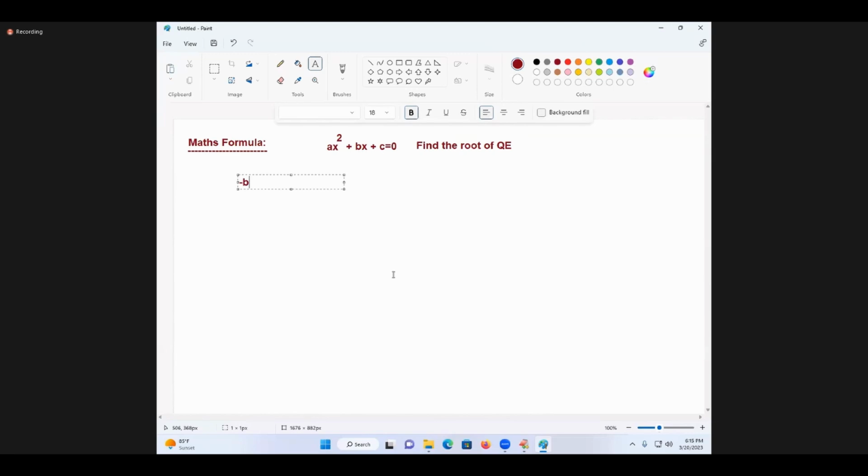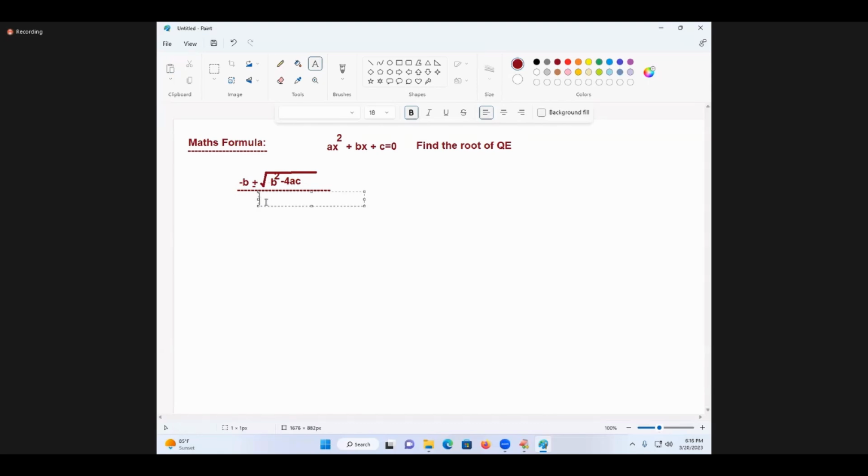There is a formula: minus b plus or minus the square root of b square minus 4ac, whole by 2a. So b square minus 4ac, I'm writing on the top of it, whole by 2a.